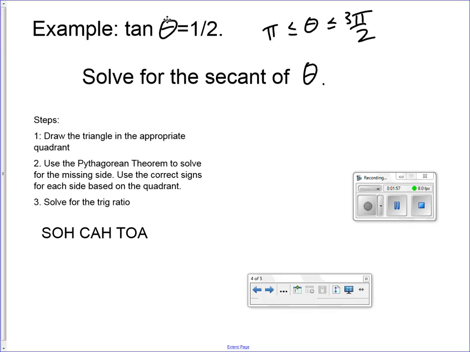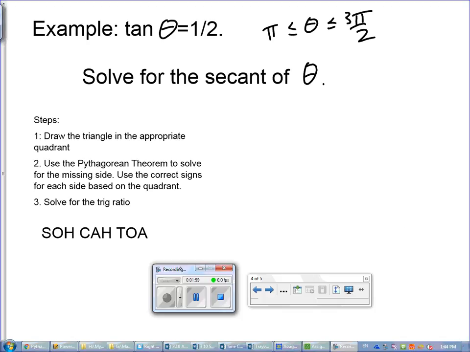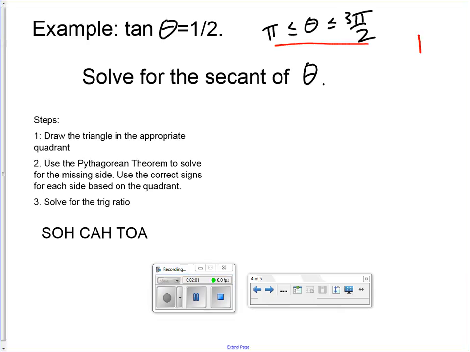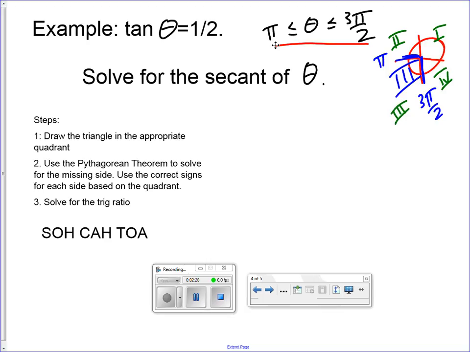So first we're going to draw the triangle in the appropriate quadrant. If I think about the unit circle, pi is right here, and 3 pi over 2 is down here. So I'm in quadrant 3. Remember, your quadrants go 1, 2, 3, 4 counterclockwise. So we're going to draw the triangle in quadrant 3. So I'm sketching.